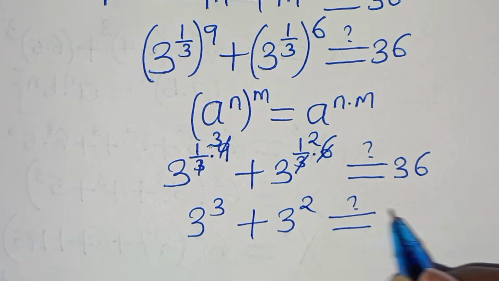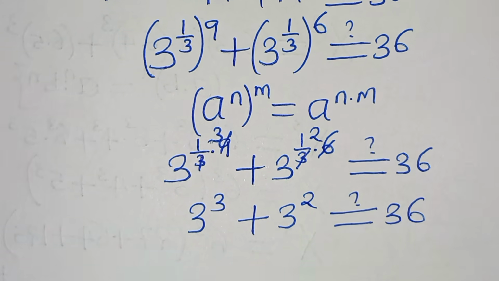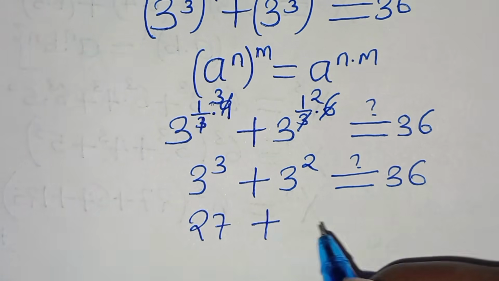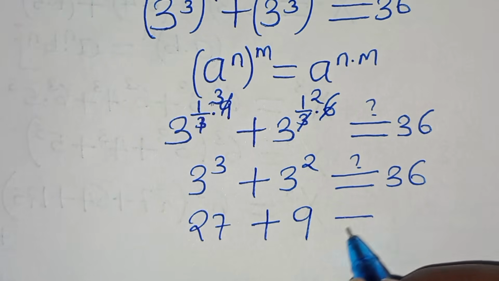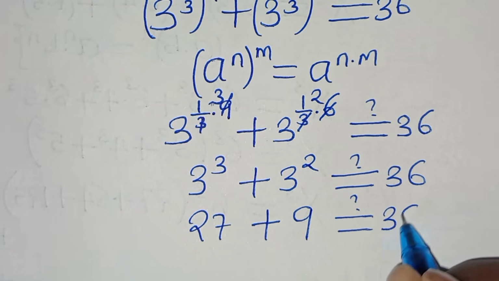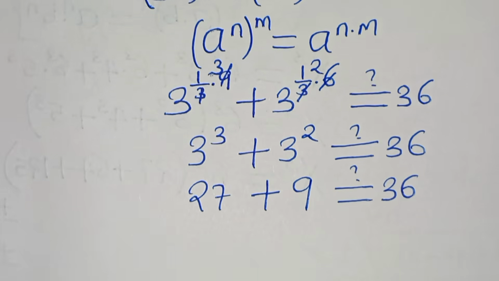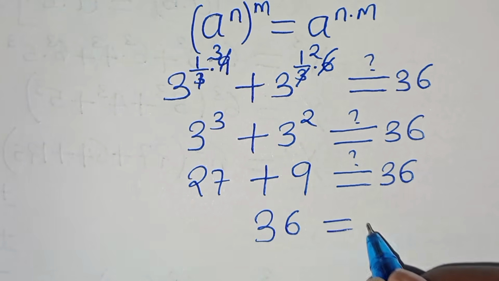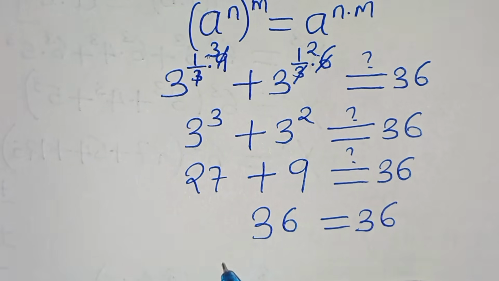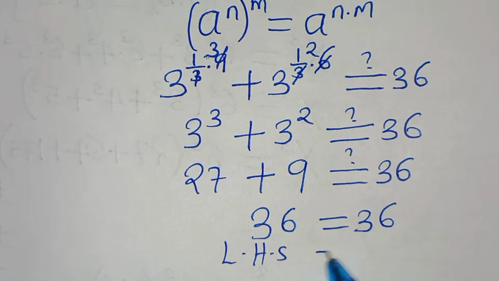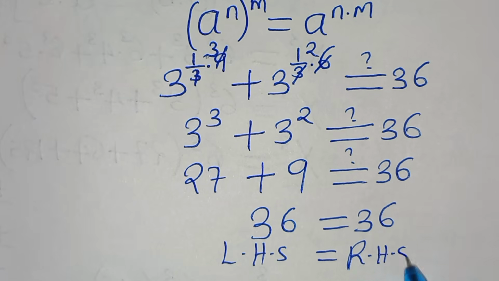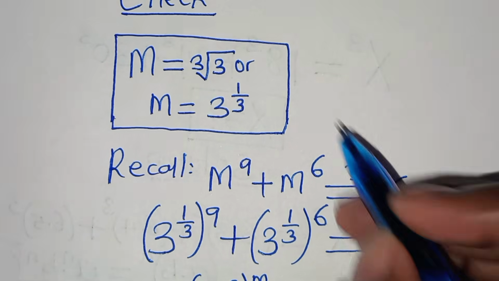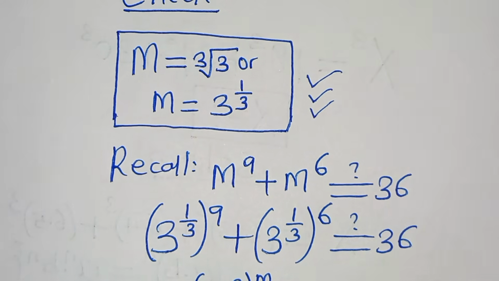This is supposed to give us a value of 36. 3 to the power of 3 is 27, plus 3 squared, which is 9, and this is supposed to give us a value of 36. So 27 plus 9 is equal to 36, which is equal to 36. So we have that the left hand side is equal to the right hand side. And what this means is that m, which is 3 to the power of 1 over 3, satisfies this equation.